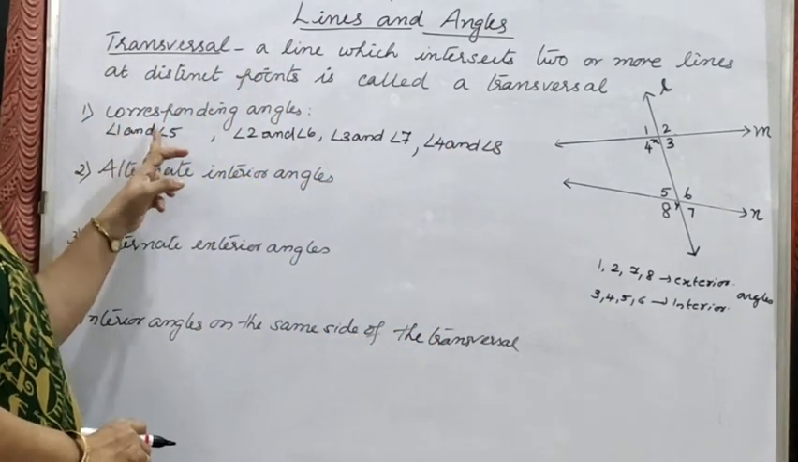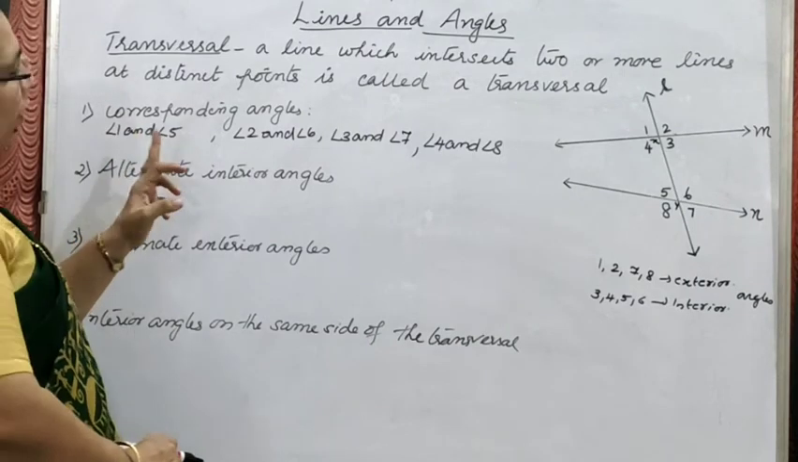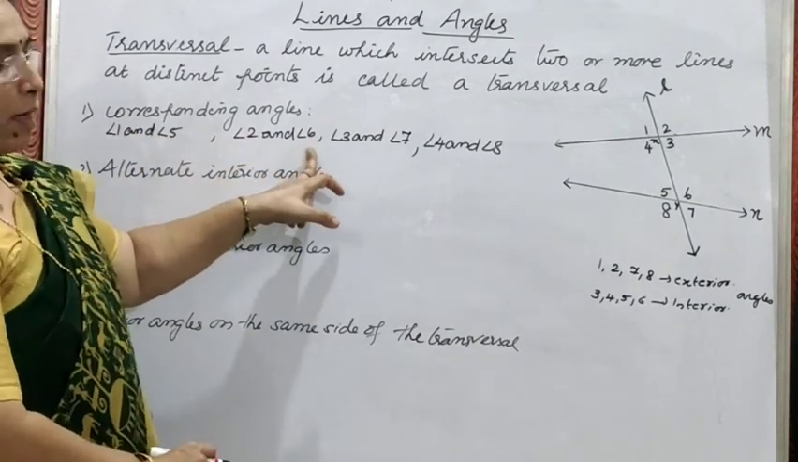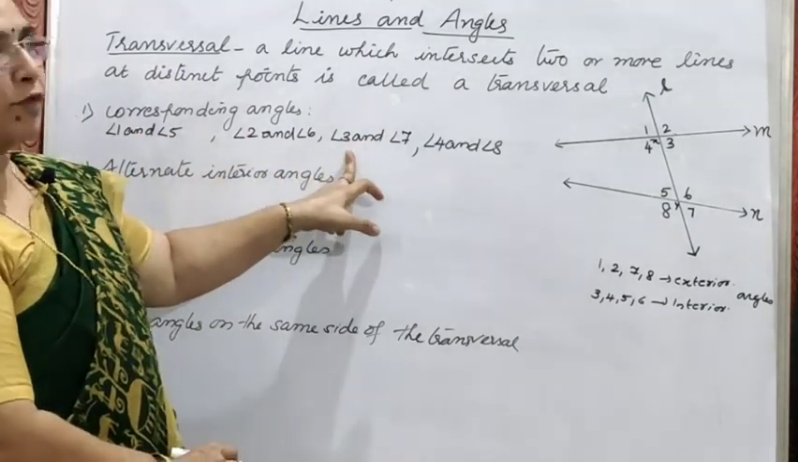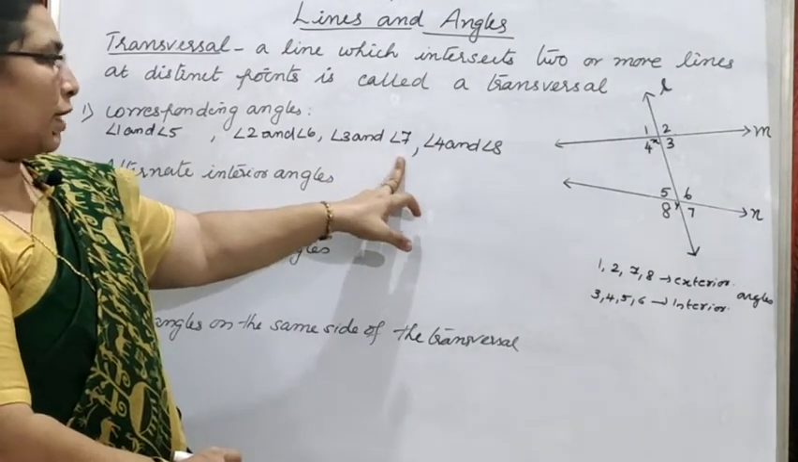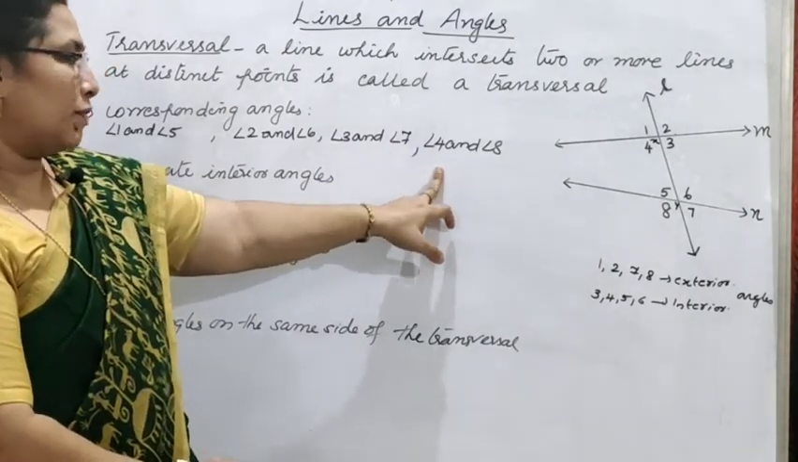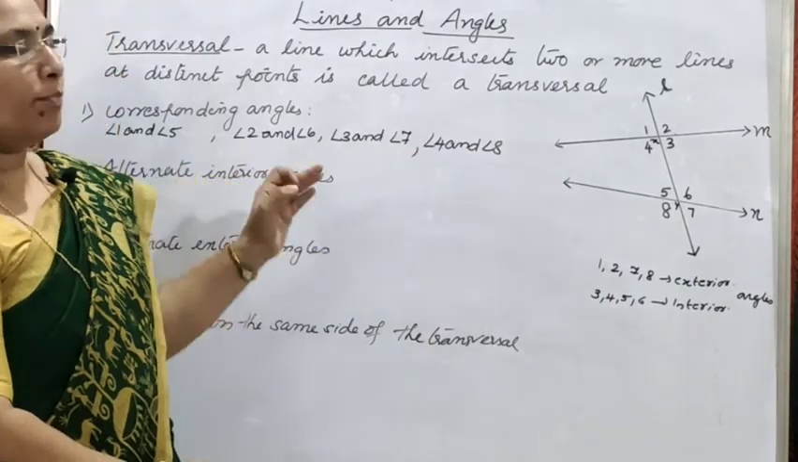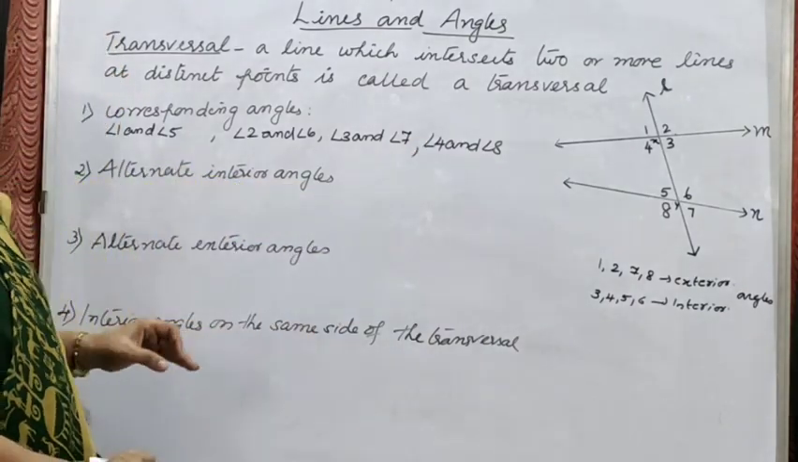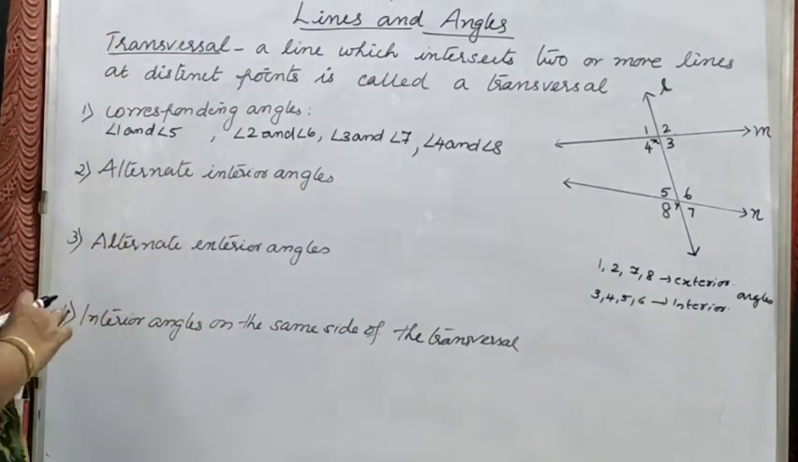In place of 1, angle 5 will come with the second line. In place of 2, angle 6 will come on the second line. Angle 3 is there for the first line, 7 will come in the place of that with the second line. 4 is with the first line, and in the same place you can see angle 8 with the second line. Now alternate interior angles.